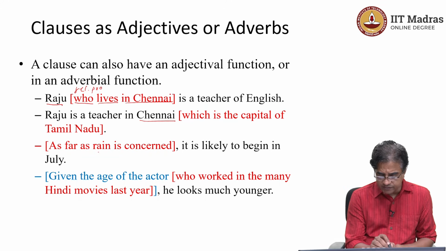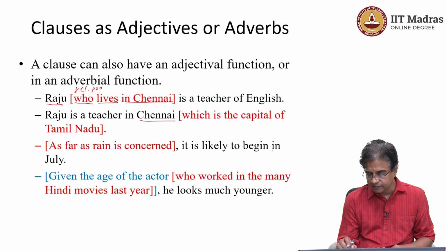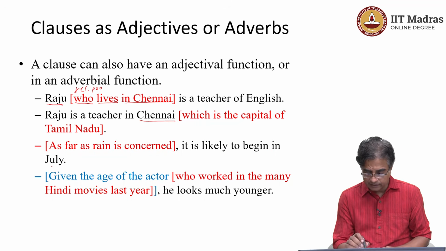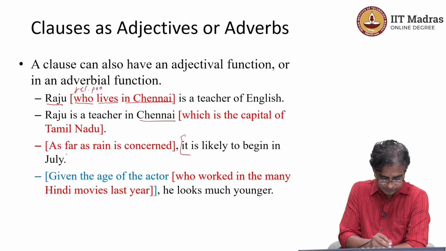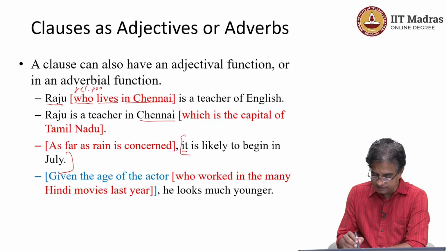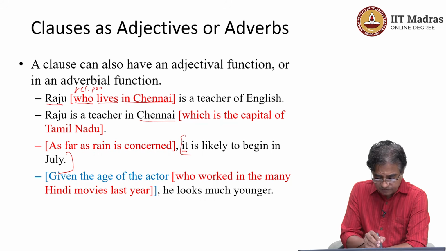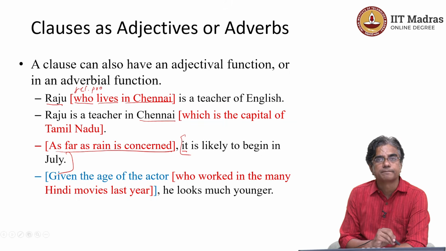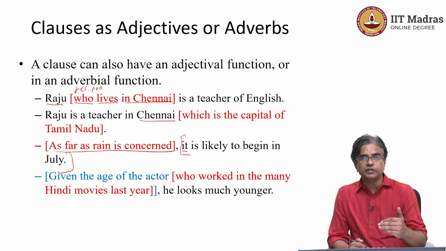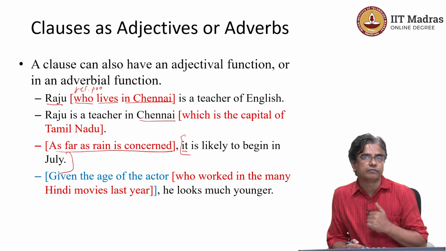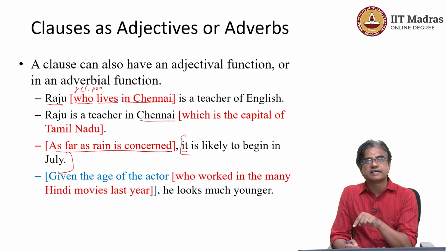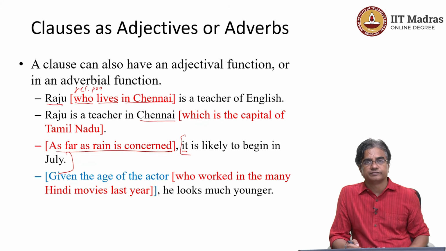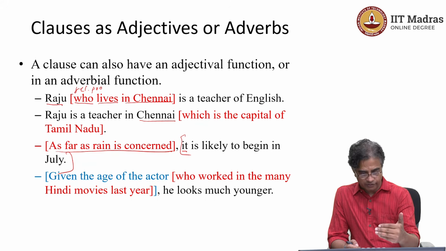Look at this. As far as rain is concerned, it is likely to begin in July. It is likely to begin in July is the main clause, where it is the subject. As far as rain is concerned, look at this. This is a whole sentence, but it is being used with adverbial function. This does not have any direct bearing on any part of the sentence, that is the subject or the predicate. So it has adverbial function.